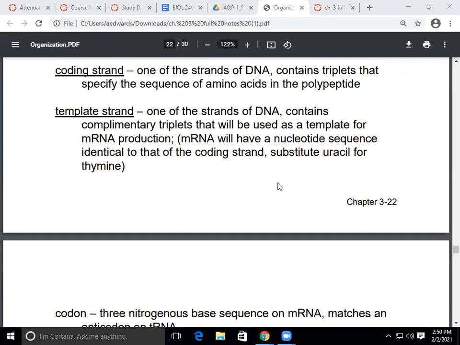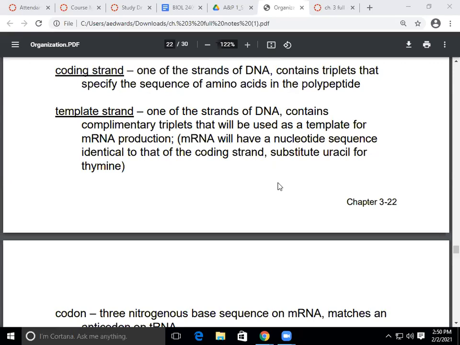So, complementary base pairing rules: A binds with T, C binds with G, T binds with A, G binds with C. Base pairs: A base pairs with T, G base pairs with C, C base pairs with G, okay?